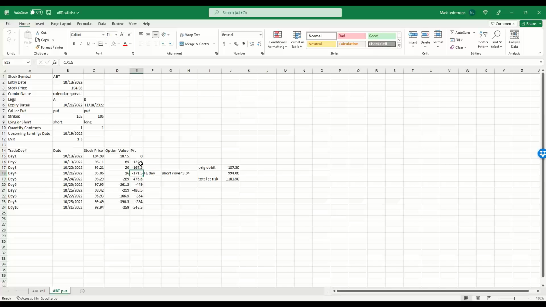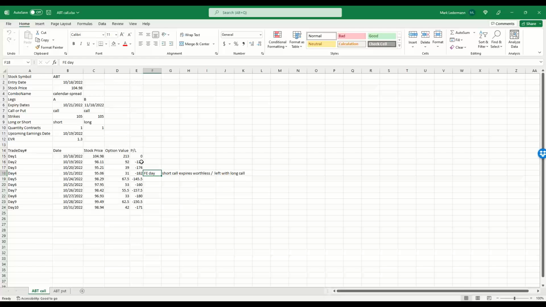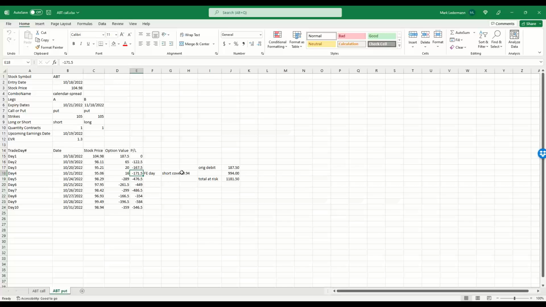You see the results here for the first 3 days of the trade: 122 loss, 167 loss, 171 in the put. Go over to the call, 121, a $1 difference. Okay, 174, 182, only a dollar or so difference in profit and loss between the call and the put through FE day. But then after that, things change because of the short cover.